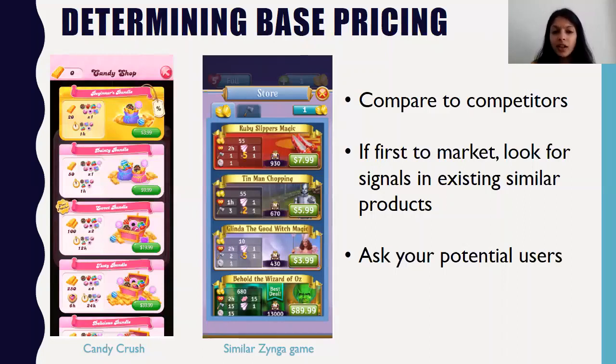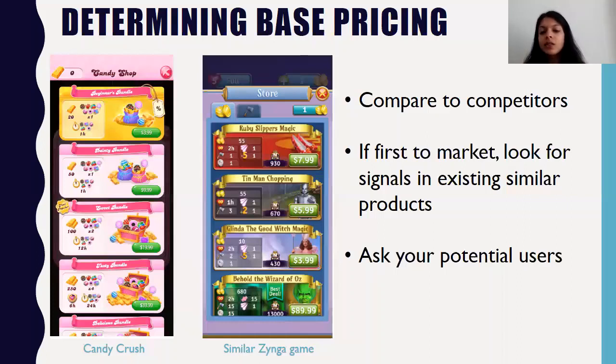If you're first to market and you don't have any competing products, look for signals in existing similar products. For example, there's a lot of new machine learning SaaS companies coming up. They may not necessarily have competing products yet, but they can look for signals in something like previous BI tools and previous analytics platforms like Amplitude or Mixpanel, and look at their pricing strategies and try to make sure their products have a competing strategy as well.